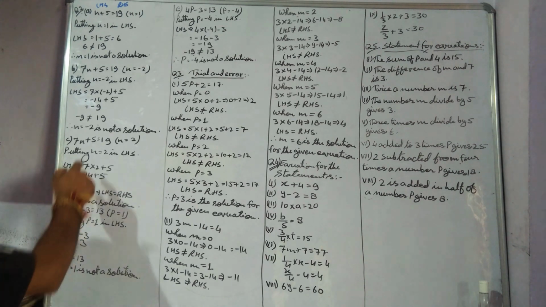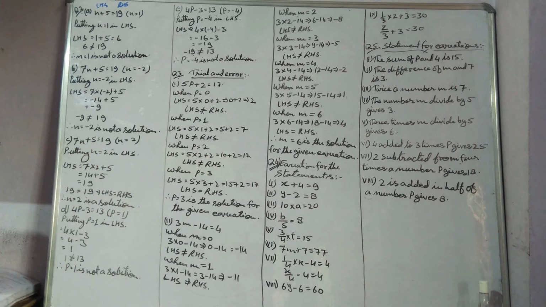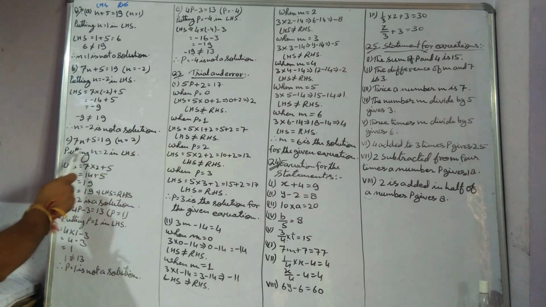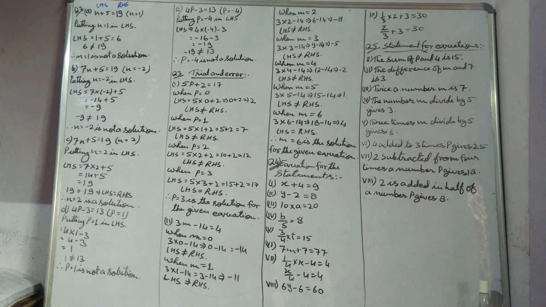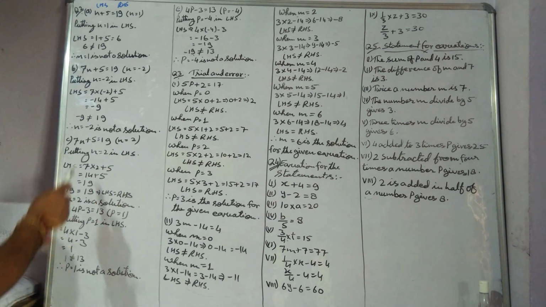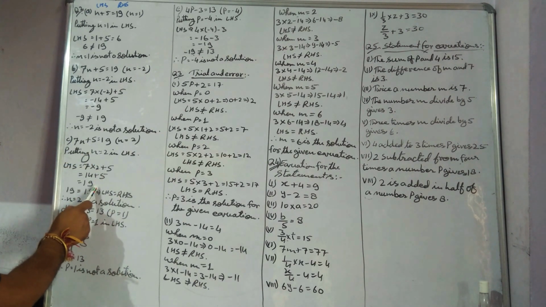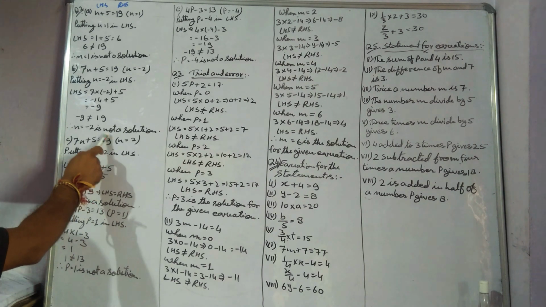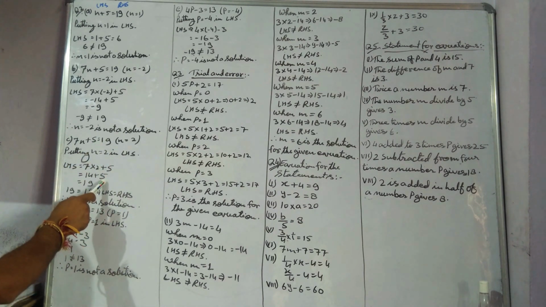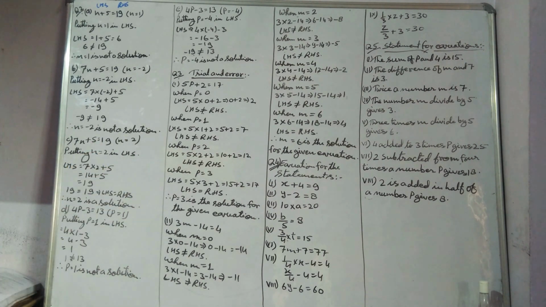Next is 7n plus 5 is equal to 19, in which n is equal to 2. Now put the value of n equals 2 in the LHS. So that is 7 into 2 plus 5, which is equal to 14 plus 5 equals 19. Now 19 is equal to the RHS 19. So in that condition we can say that n equals 2 is the solution for the given equation.